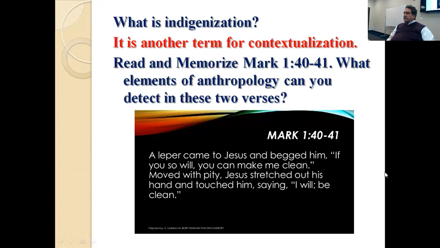Another concept in our chapter is about indigenization. In other words, making the church, again, we want to be careful about syncretism, but you want the church to be an indigenous church. If it's a Thai or a Nepali church, you want it to be part of that culture, part of that society.